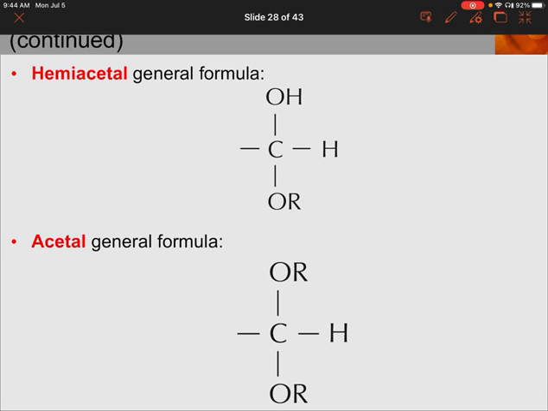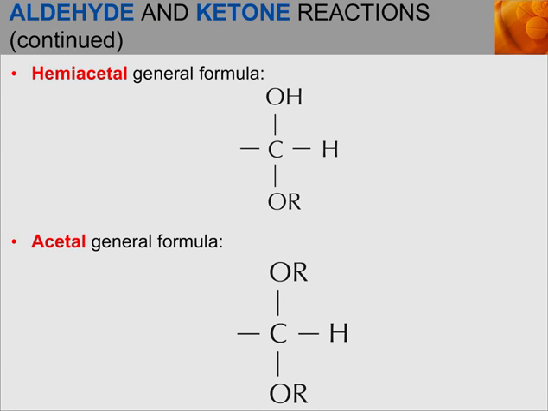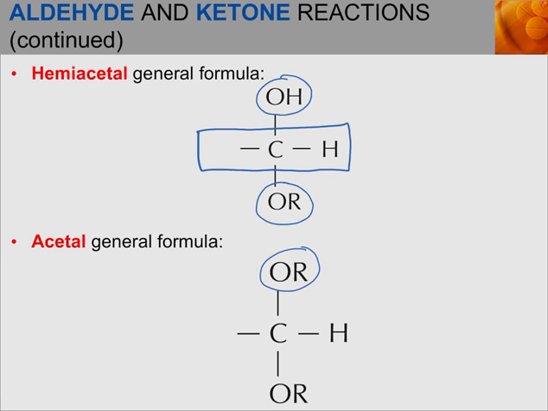Okay, so let's just summarize what we learned. We saw that the hemiacetal general formula has that OH group on the top, the OR group on the bottom, and then the middle of the aldehyde stays the same. Then once we add more alcohol, we form the acetal molecule, which has the general formula of OR on the top and bottom. And again, the middle stays the same.